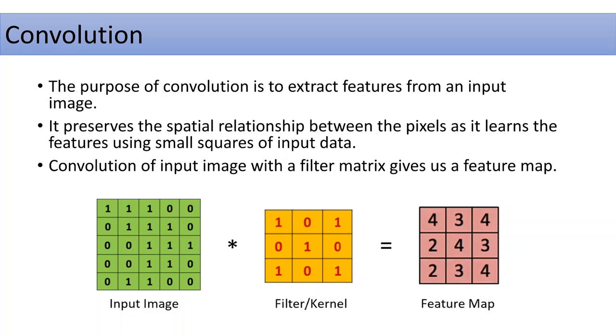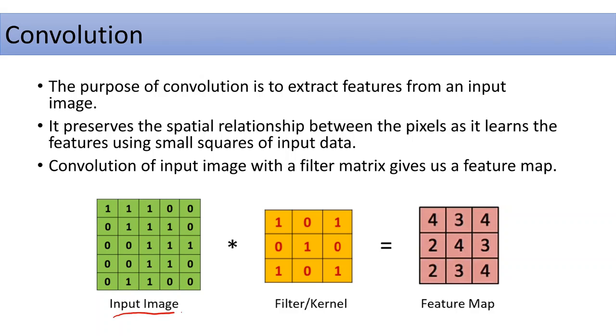We will now be starting the first building block of the CNN architecture, that is the convolution block or the convolution layer. The convolution layer is the core building block of the CNN. This block does most of the heavy lifting. The purpose of the convolution layer is to extract features from the input image.